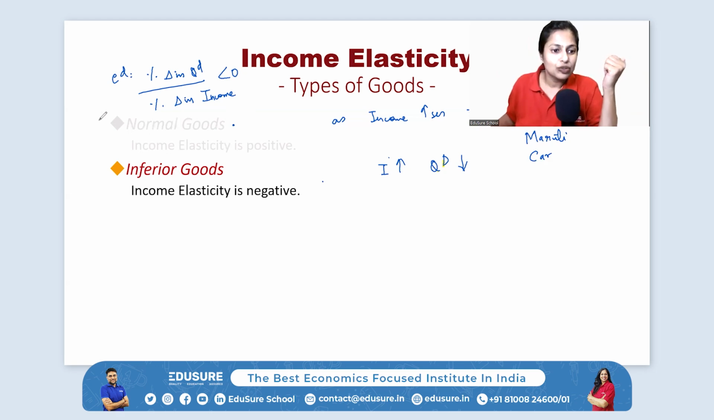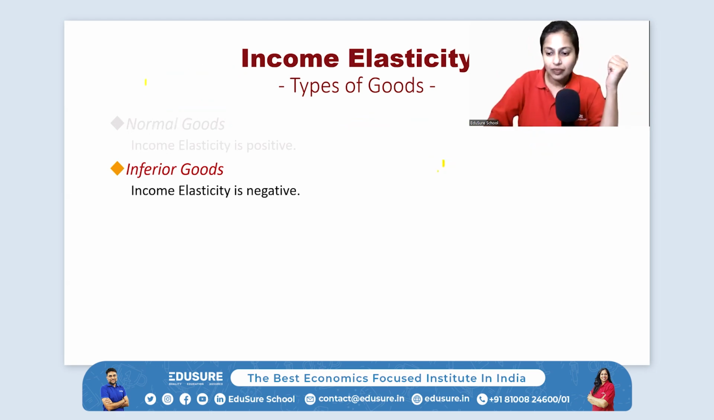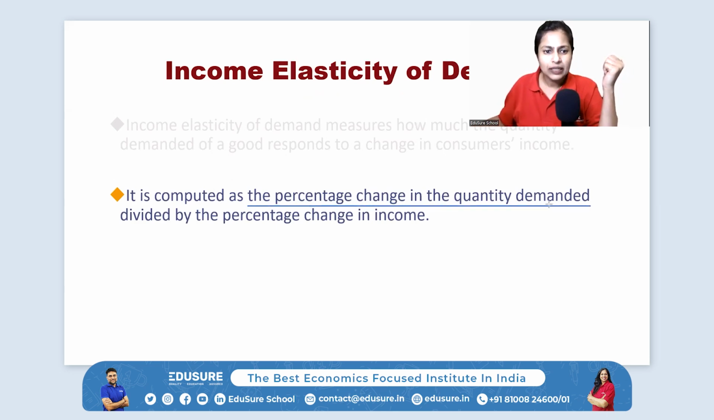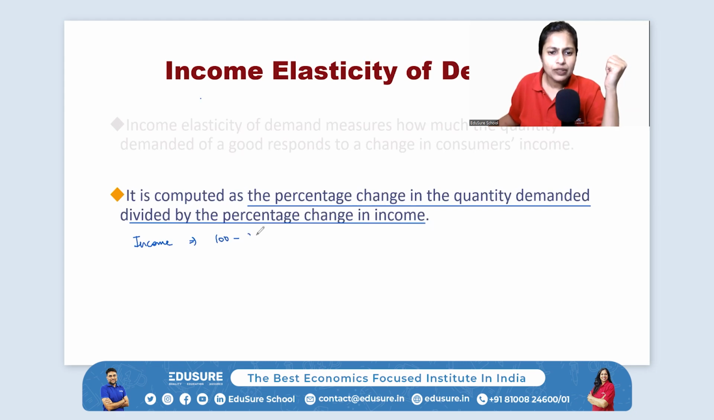All right. So to reiterate, income elasticity is the percentage change in quantity demanded divided by the percentage change in income. So let's take an example. If income increases from 100 to 200, quantity demanded for one good increases from 10 to 13. For the other good, the quantity demanded changes from 10 to 5. So what is the income elasticity?